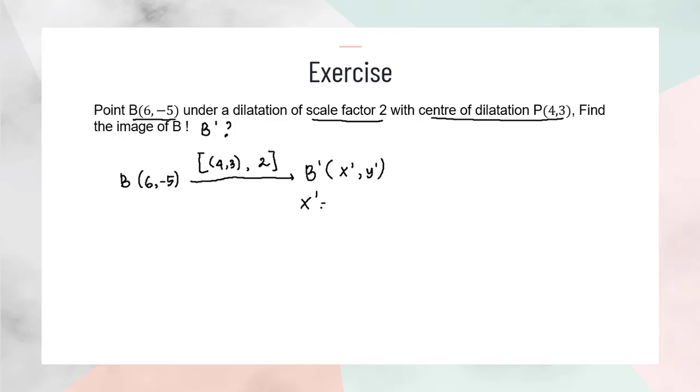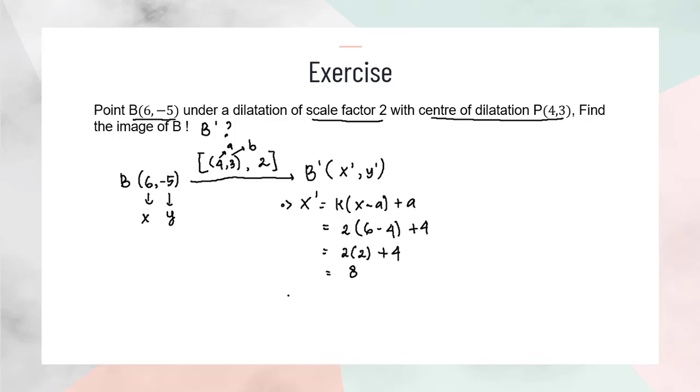Do you still remember the formula for x accent? Yeah, correct: k times (x minus a) plus a. So 6 is for x, minus 5 for y, 4 for a, 3 for b. We can do the substitution: 2 times (6 minus 4) plus 4. So 2 times 2 plus 4 is equal to 8. This is only for the x accent. Now we have to find the y accent.